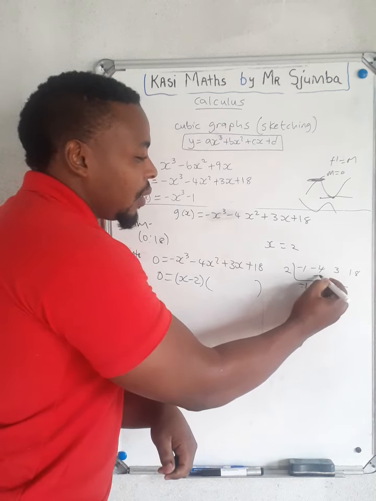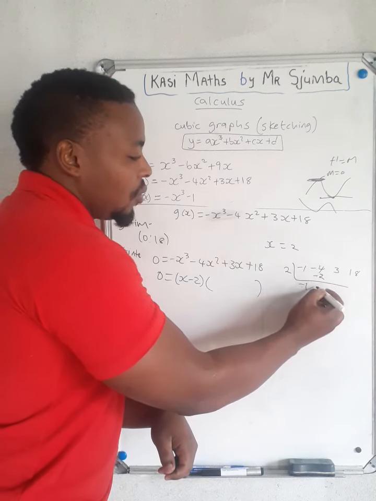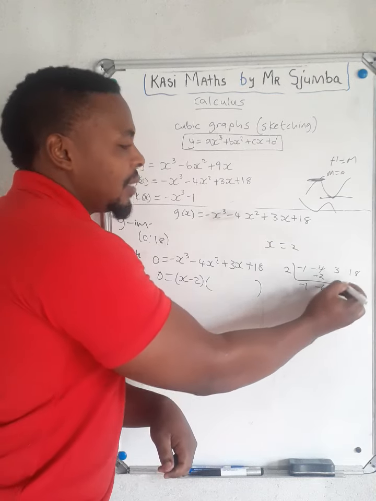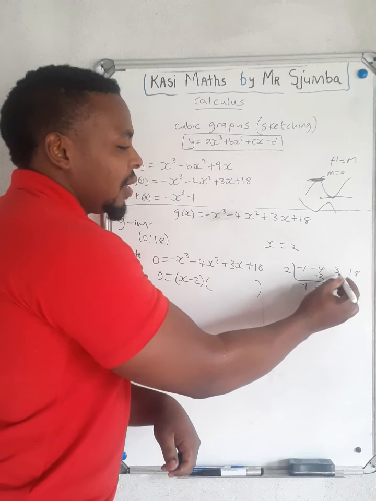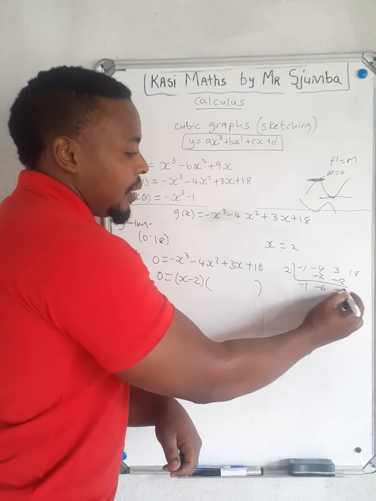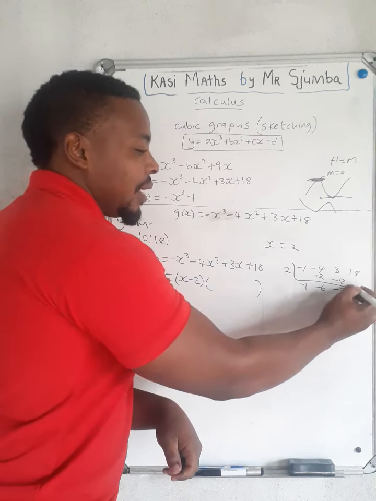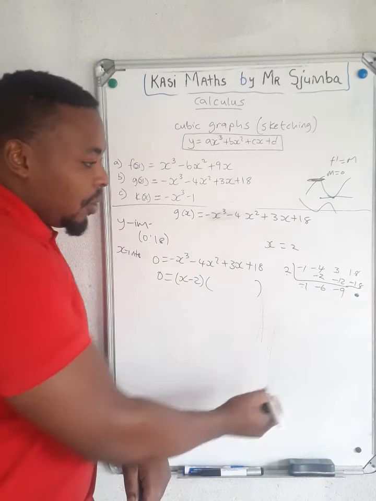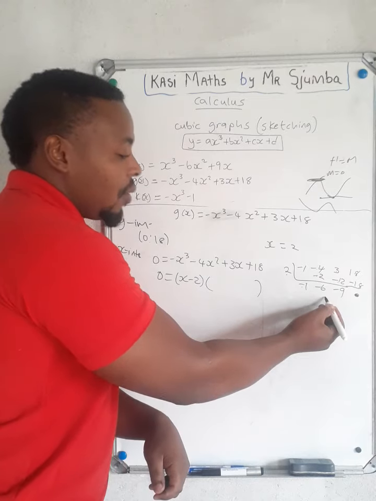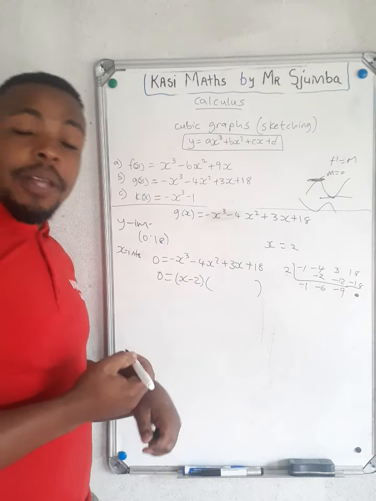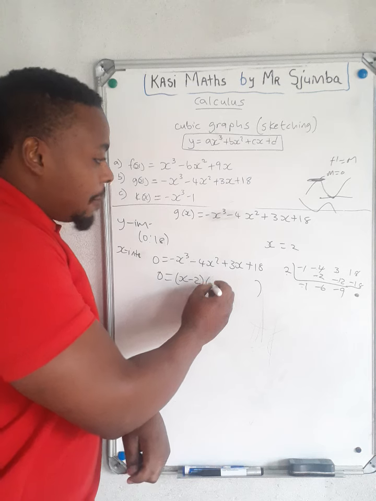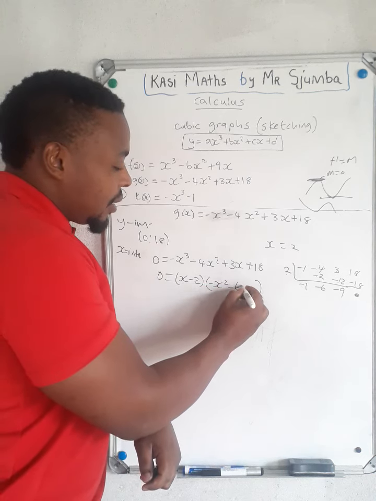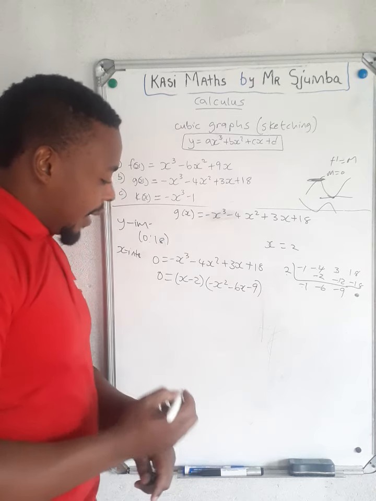2 times minus 1 goes to minus 2. Then adding gives minus 6. 2 times minus 6 goes to minus 12. Adding gives minus 9. 2 times minus 9 goes to minus 18. Adding gives 0. So we know the remainder is 0, and the quotient is x squared, x, and x to the power 0. So we have minus x squared minus 6x minus 9.